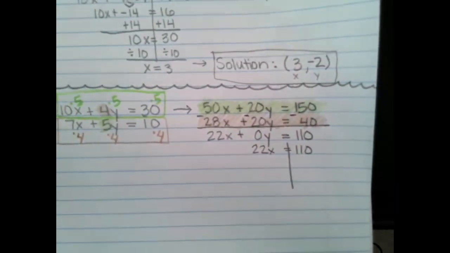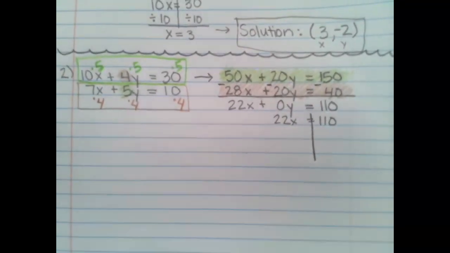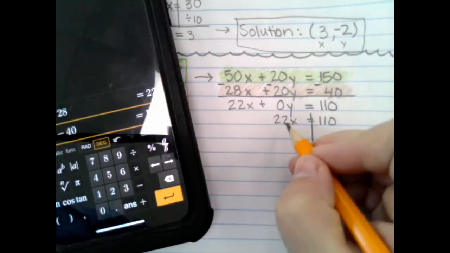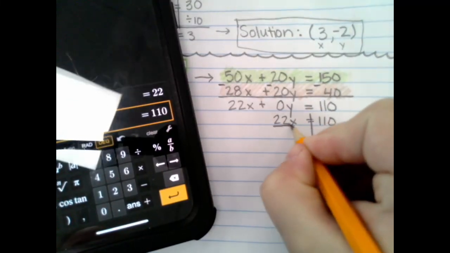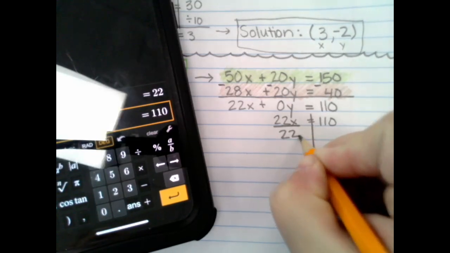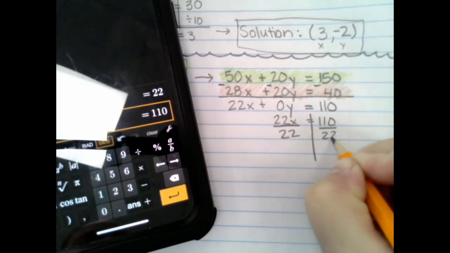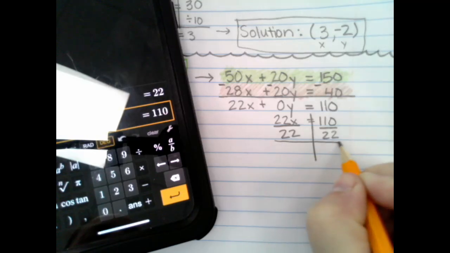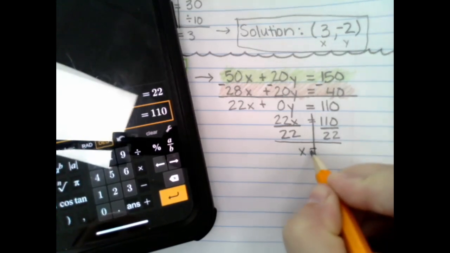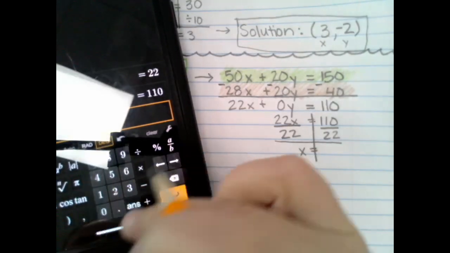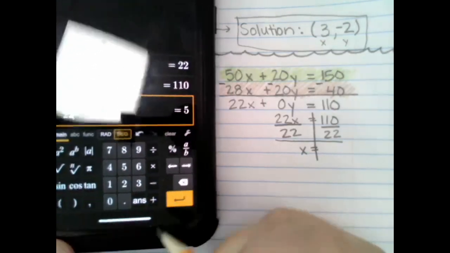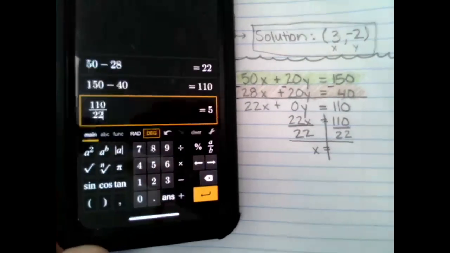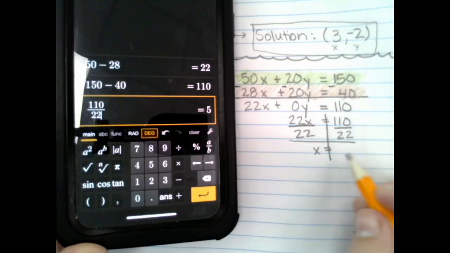And then we're solving that equation. So to undo multiplying by 22, we can divide. You can use that fraction line for division if you'd like to. 110 divided by 22. Having a tough time with the glare today. X equals 5.